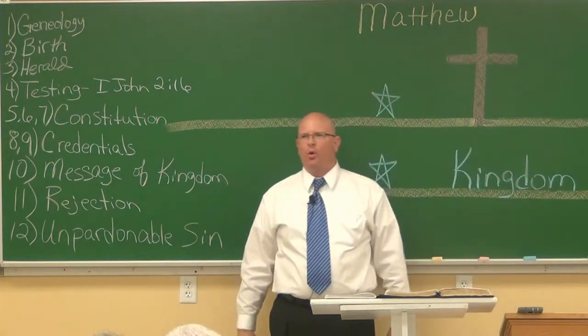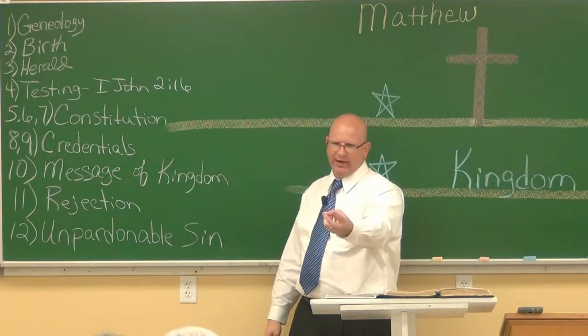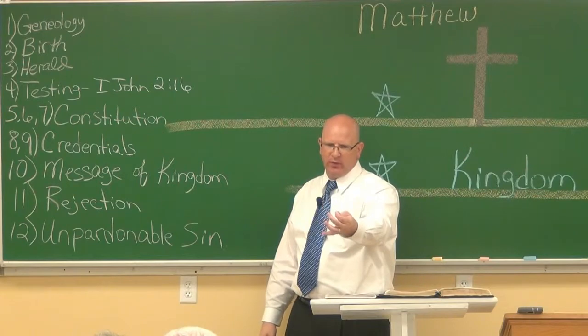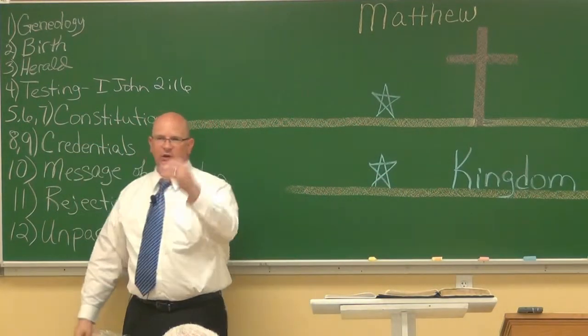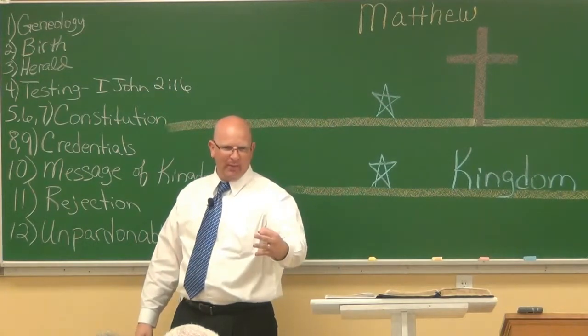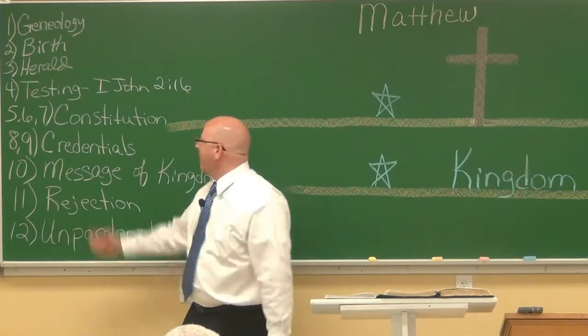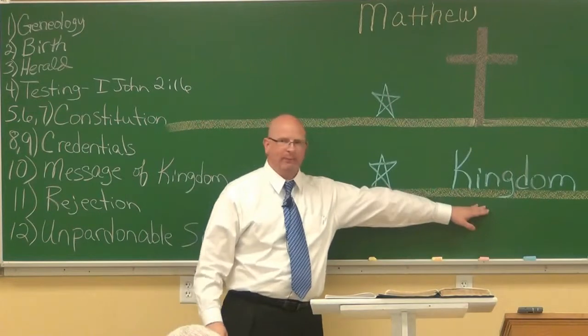And now guess what he's got to have? He's got to have a platform. This is what I'm for. This is what I'm against. This is what I'm going to do. This is what I'm not going to do. That's Matthew 5, 6, and 7. You know what that's called? That's called the Sermon on the Mount. The Sermon on the Mount is the constitution of the kingdom.